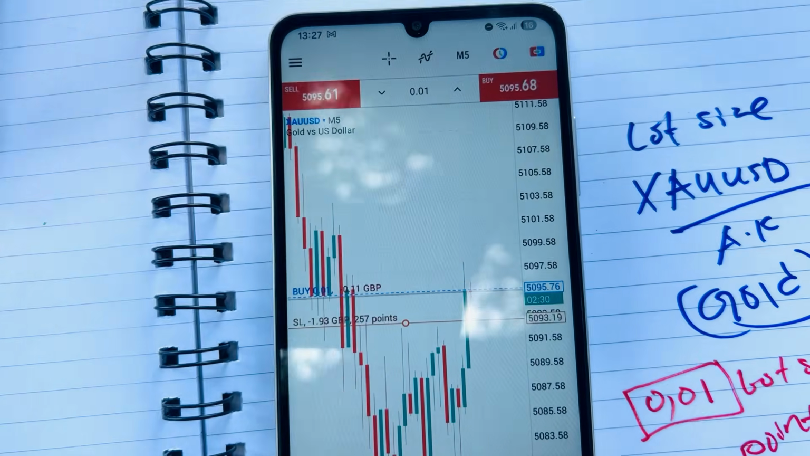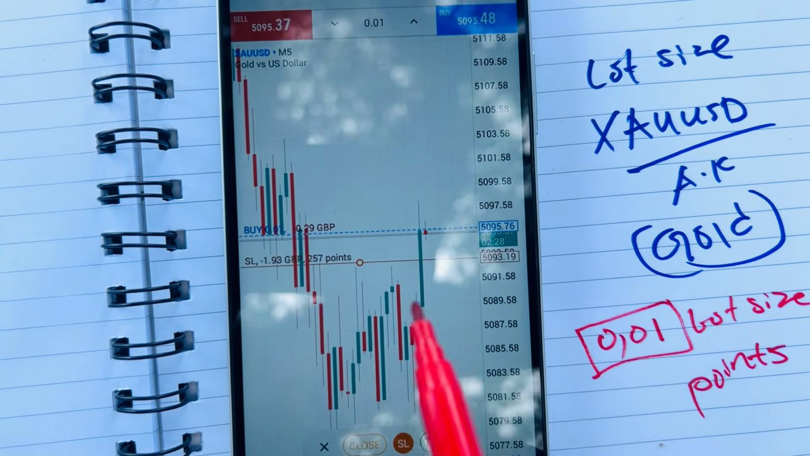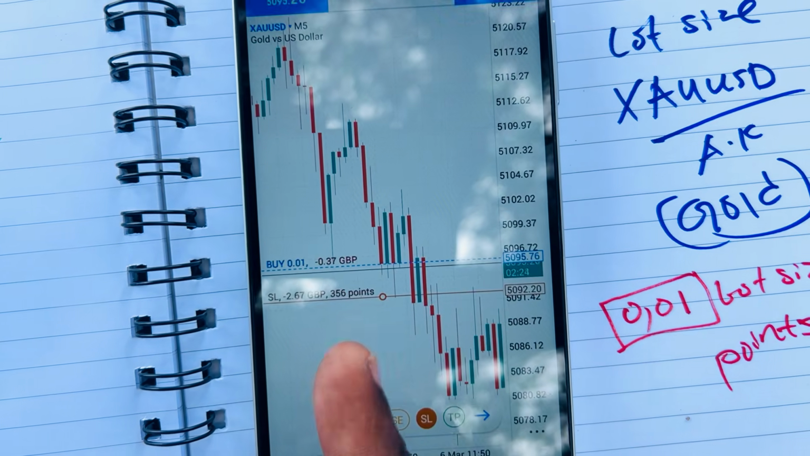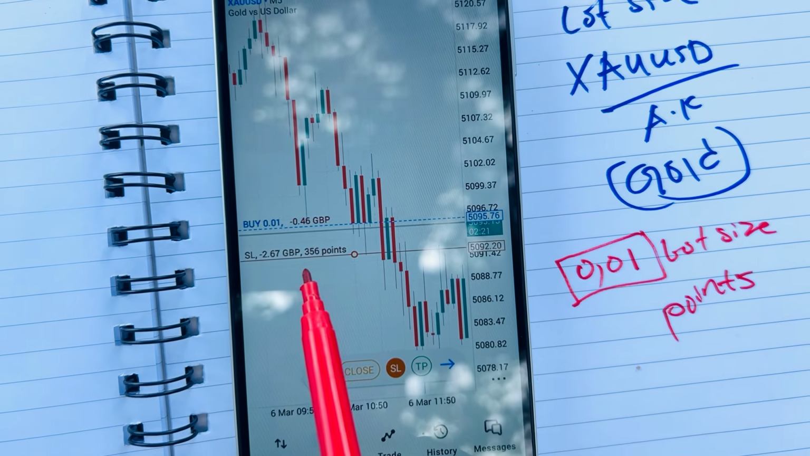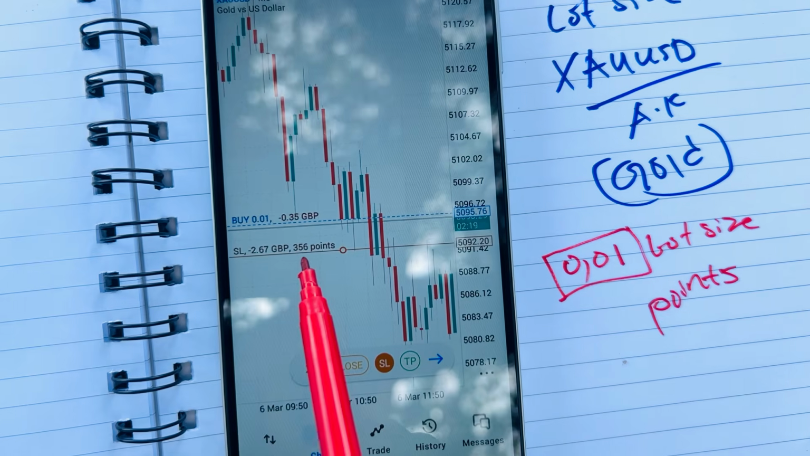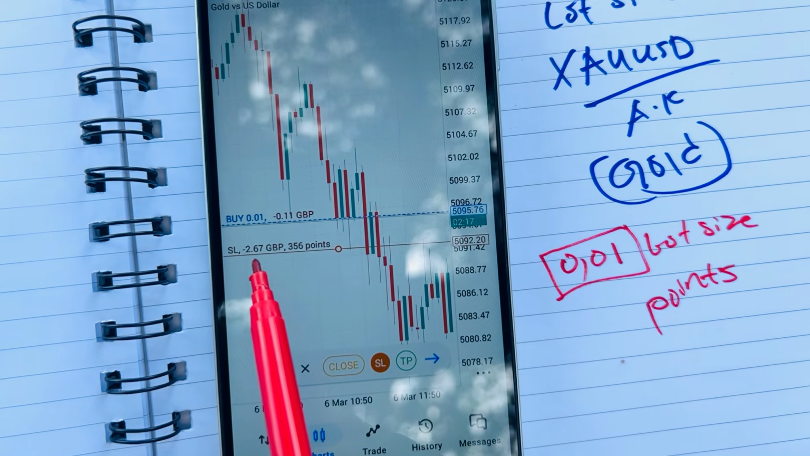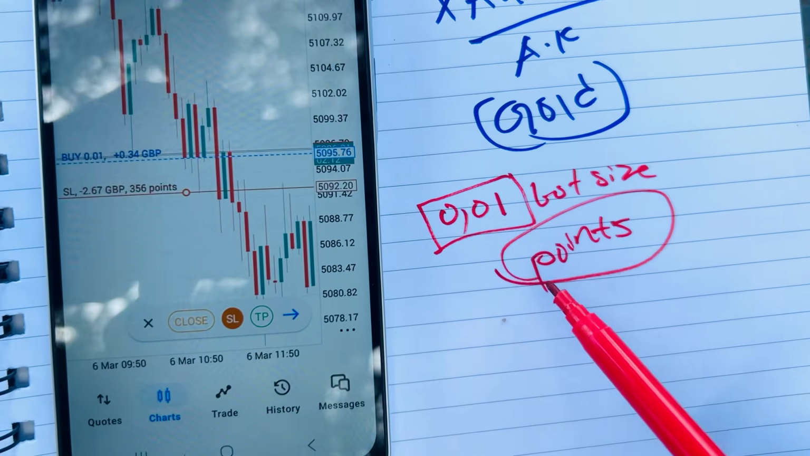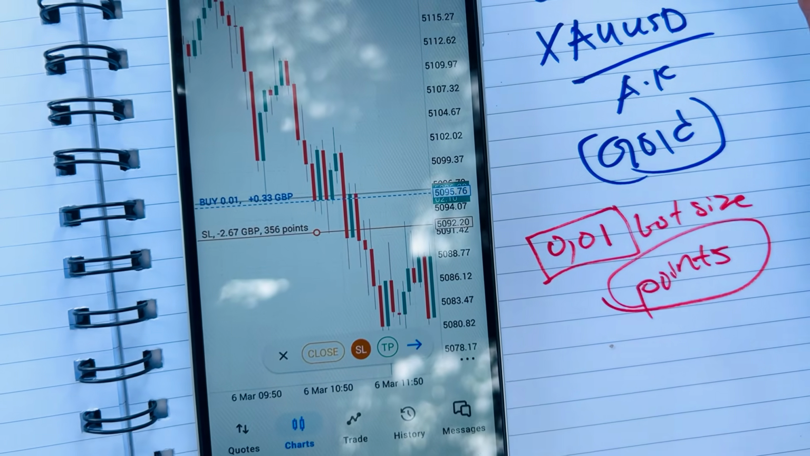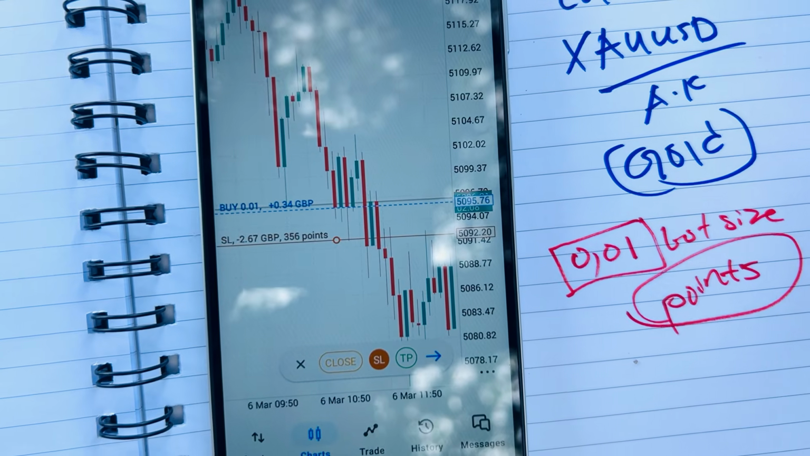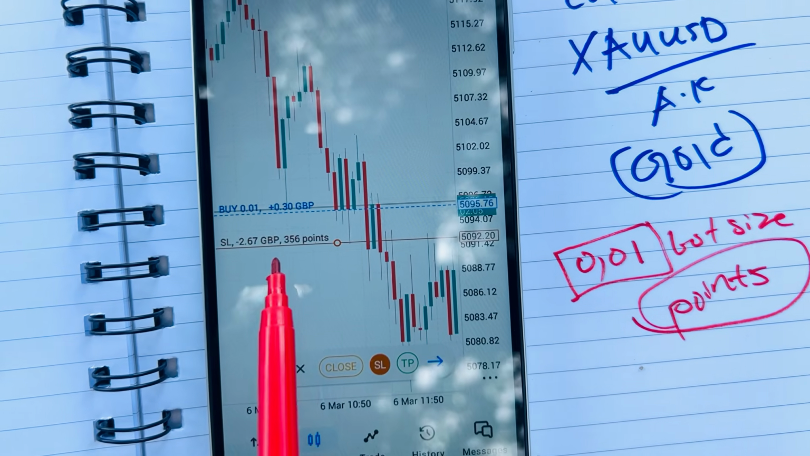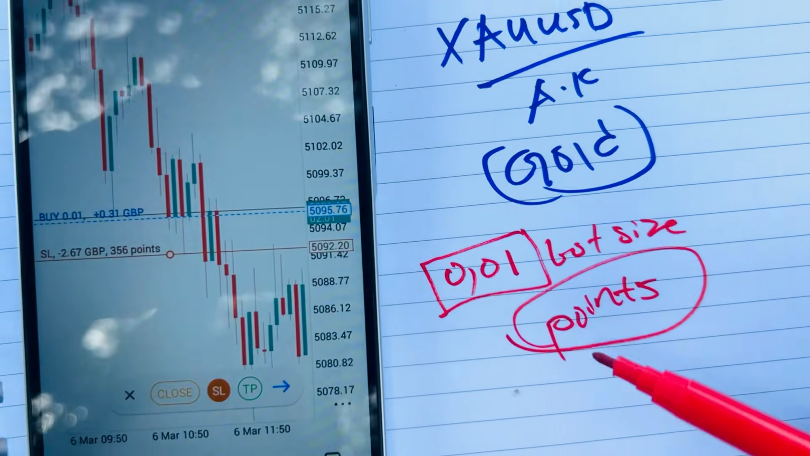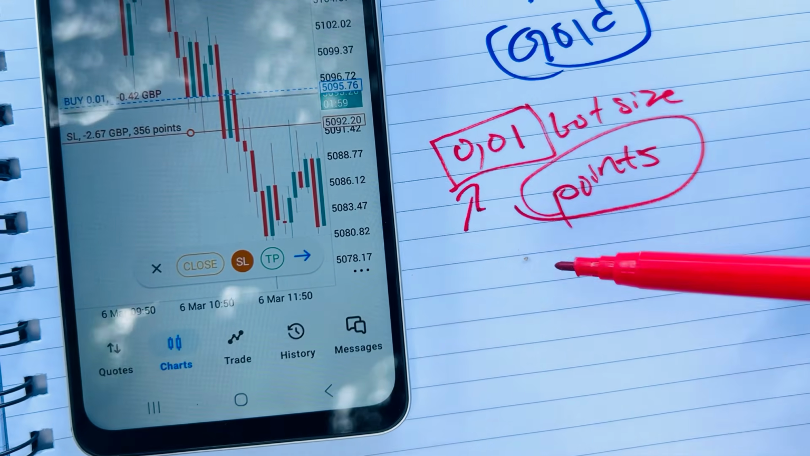So now this is for you to understand the points. Now we can move it to the left. You'll be able to see that 356 points is equivalent to 2.67 pounds. So the points give us an overview as to how much we are risking and how much money we are going to profit. So in this case, if we want to risk, we must start using the lot size 0.01.